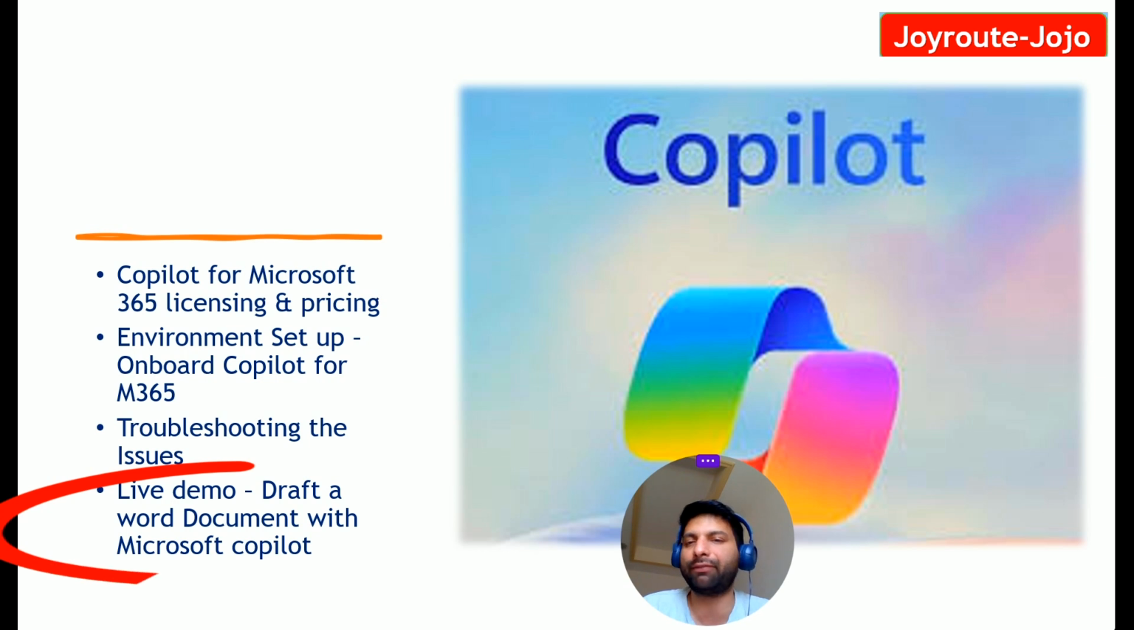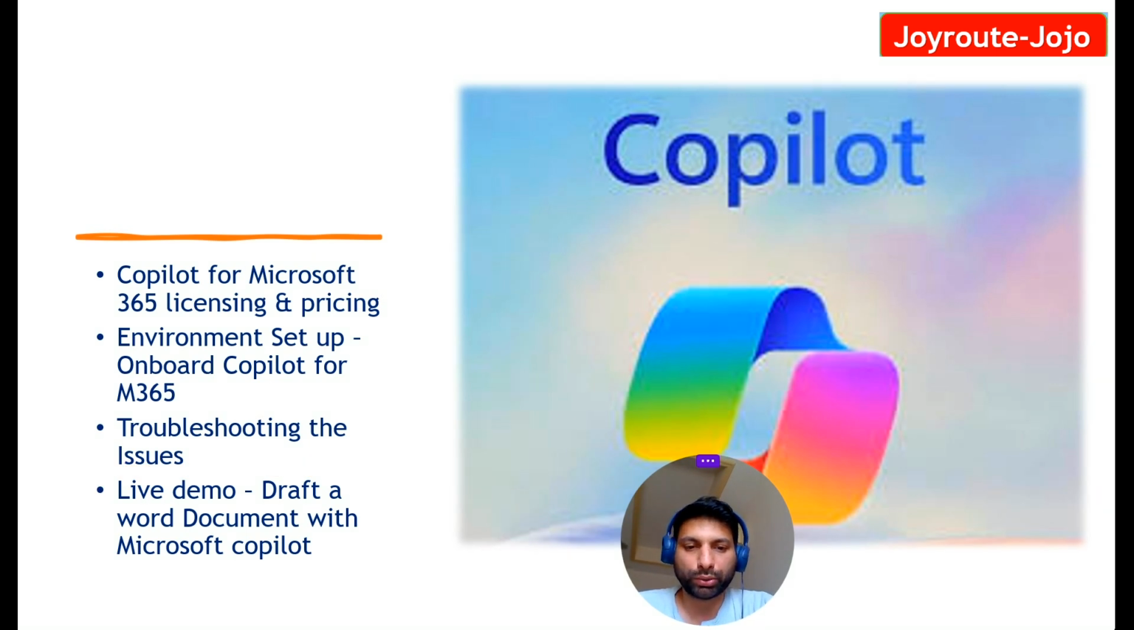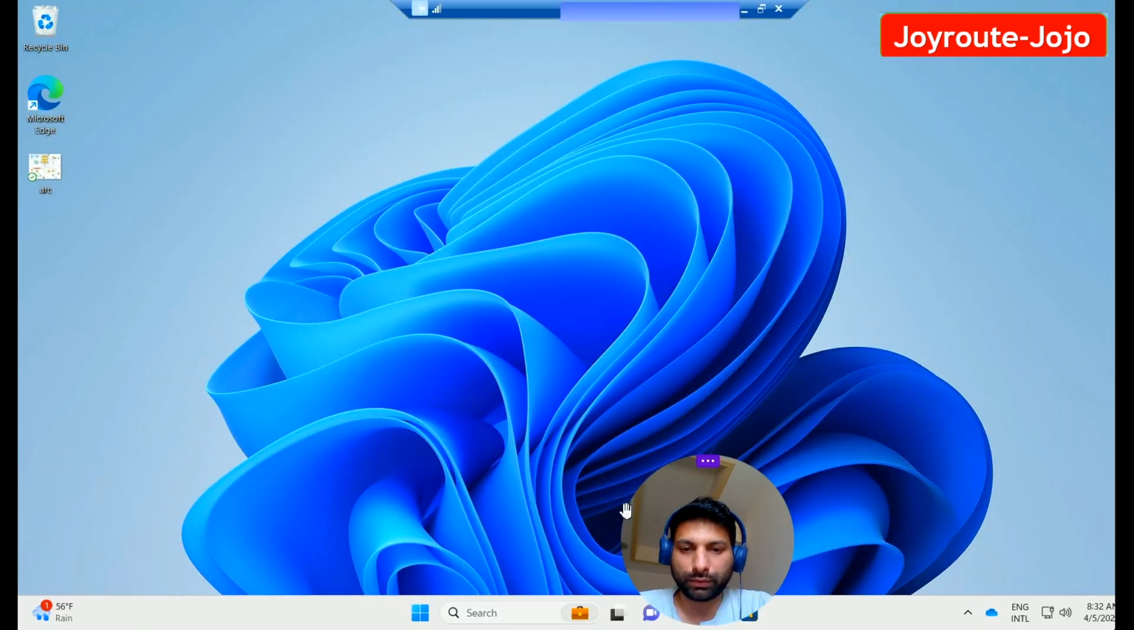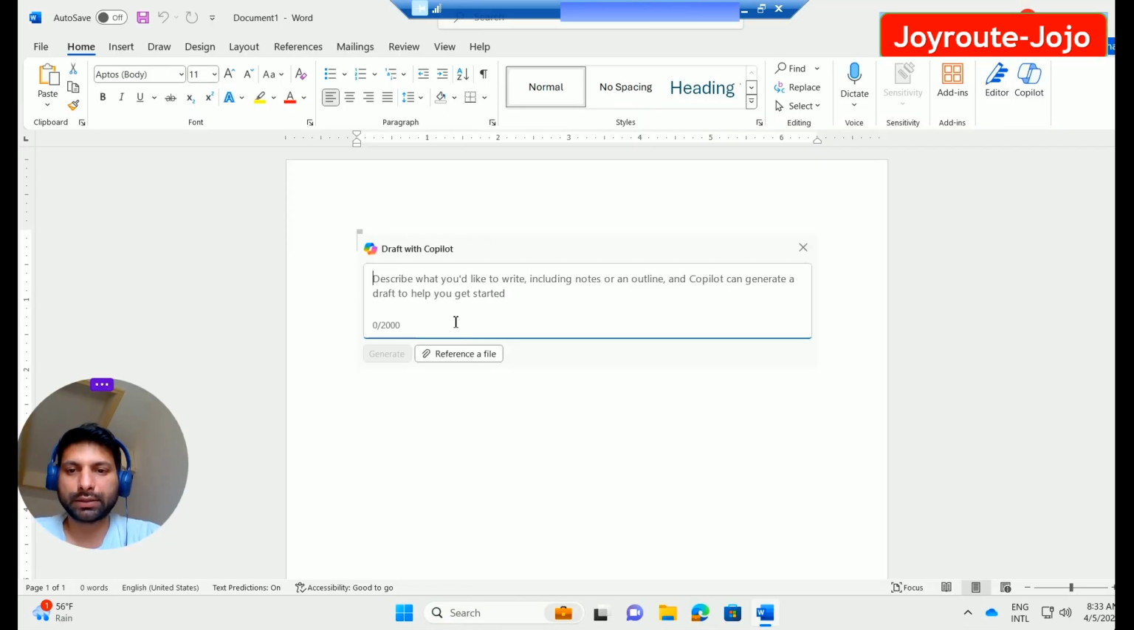Now we will go ahead with a live demo. We will draft a Word document with the help of Microsoft 365. Alright, to do that, we will open a Word file and we will ask the Copilot to draft a document for us. We will ask to write a job posting for Microsoft Technical Consultant.